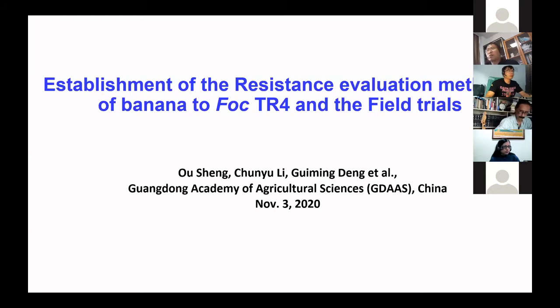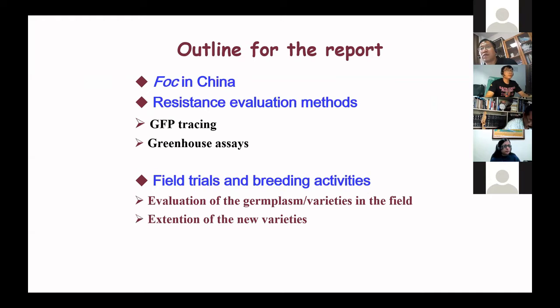My topic is about establishment of the resistance evaluation method of banana to Foc TR4 and the field trace. My topic includes three parts. First one is Foc in China. Second is resistance evaluation method. The last one is field trace and breeding activities.